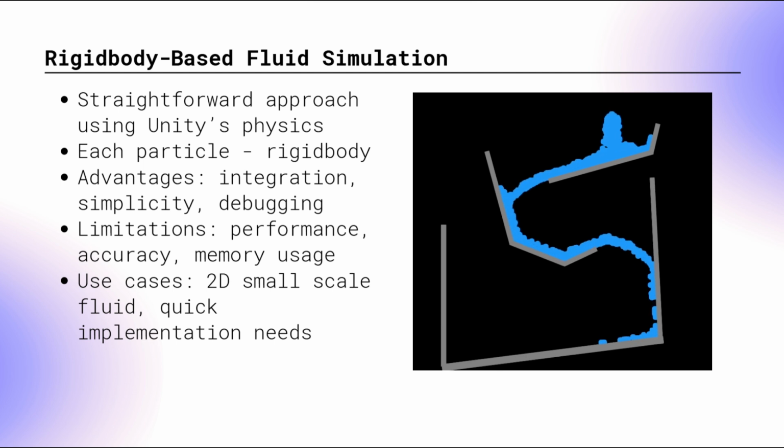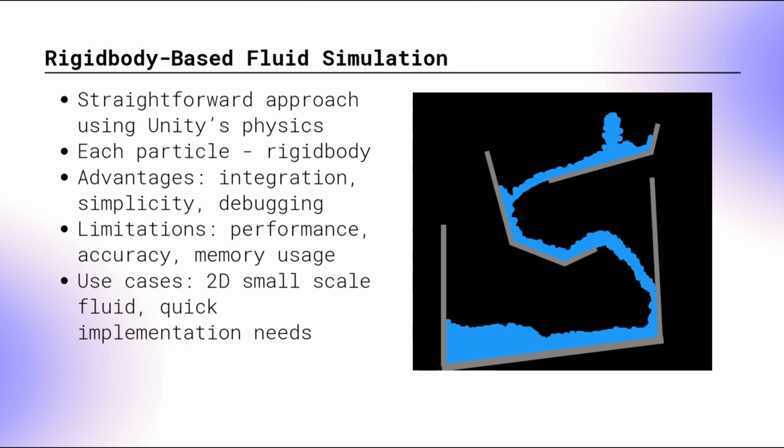The first one is basically the most straightforward approach that one can take, which is using a Unity built-in physics engine to handle the simulation. I represent each water particle as a rigid body with no friction. It's very slow, inefficient, inaccurate, and unpredictable. I use this mostly as an educational example of how not to do the simulation.